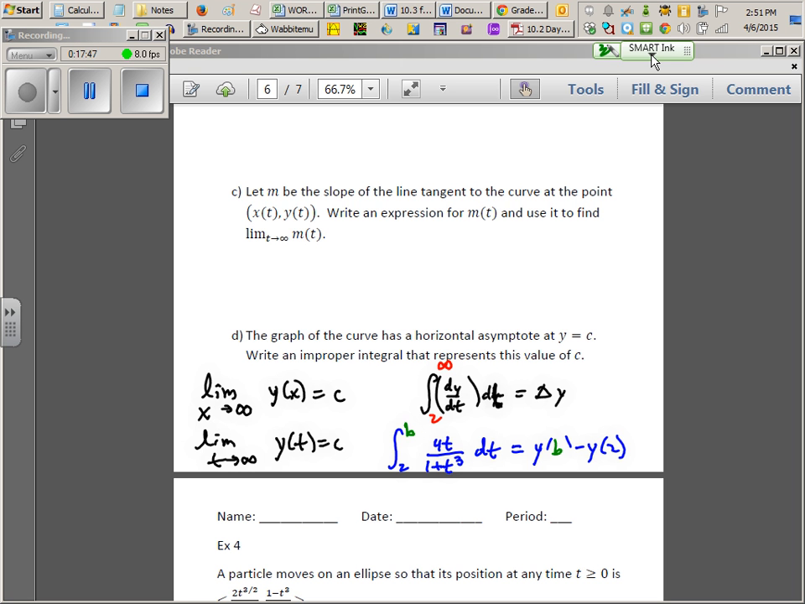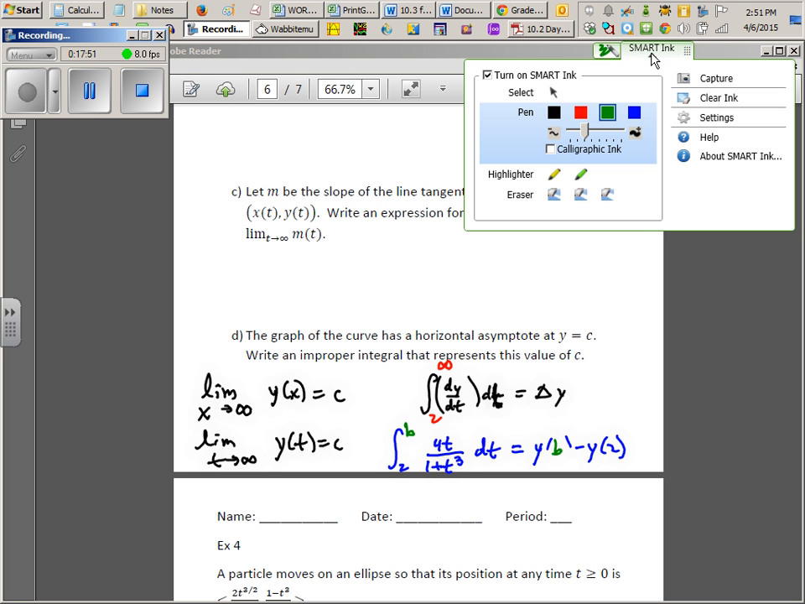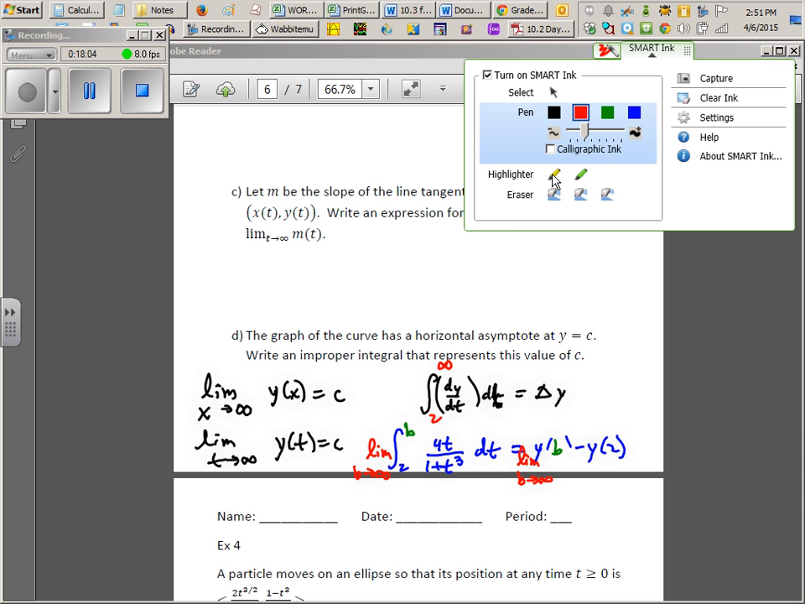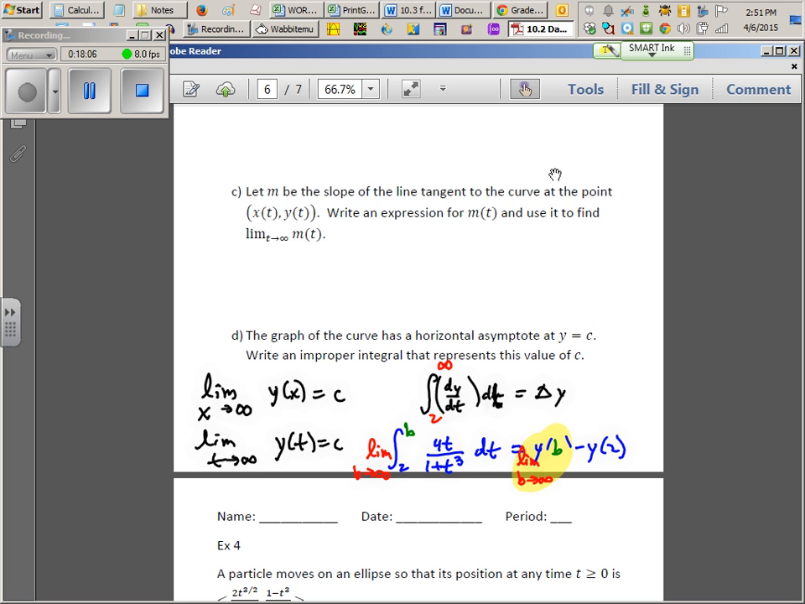So we end up with... I forgot to write my limit right here. The limit as b goes to infinity. I'm going to isolate this term right here because this is what I was looking for. This is c. Okay, so I think we got it.